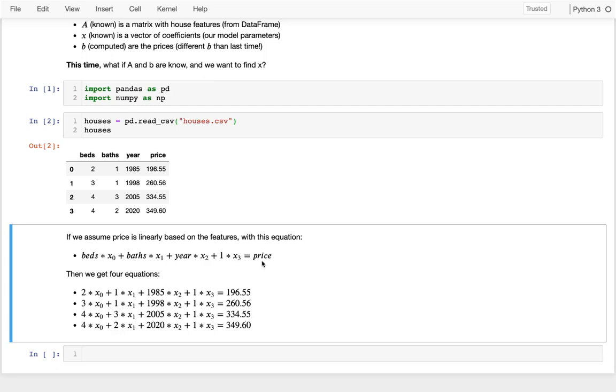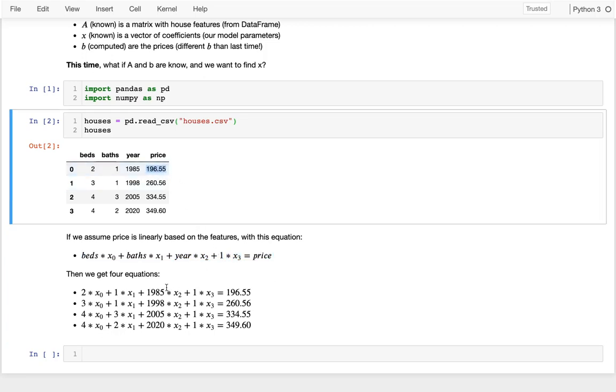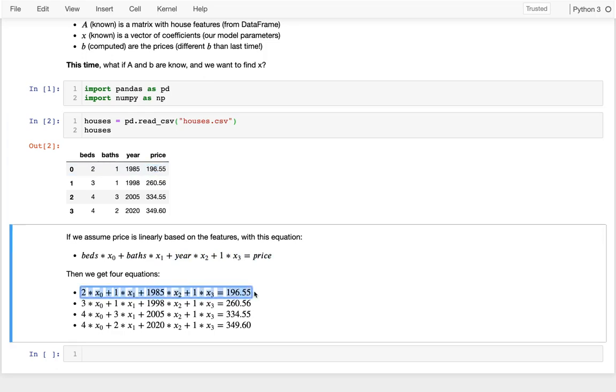And so if that's the base equation that I'm assuming, that's my model, it turns out I can actually get a lot of equations like that. Every row in my table turns out to be an equation, because I have different values for beds and baths and so on. So I see that 2 times x0 plus 1 times x1 plus 1985 times x2 plus 1 times x3 equals 196.55. So I get this equation right here. That's based on both this general equation and that first row in my table. My second equation is also based on this general equation and the second row in my table. So I crunch all this out.